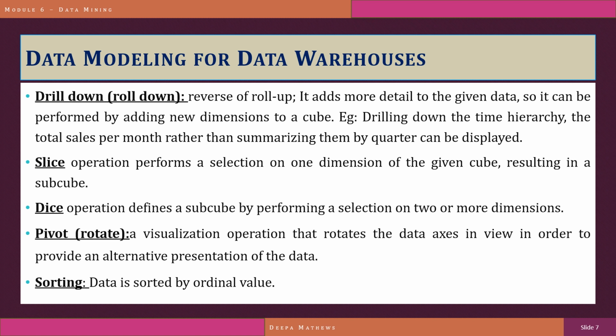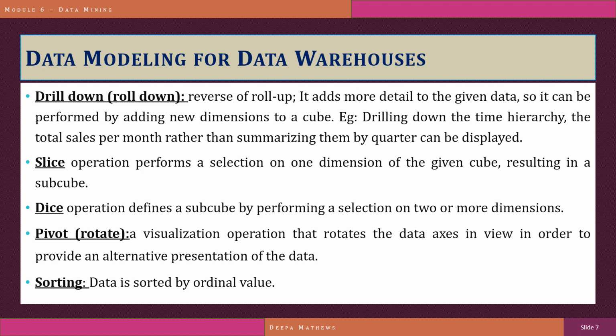For example, by drilling down the time hierarchy, the total sales per month, rather than summarized by quarter, can be displayed. A quarter means we'll be considering 4 months, so we get summarized data for 4 months. But if you drill down the time hierarchy, we can get the total sales per month, instead of those 4 month details. So we can drill down this time hierarchy and add more detail to the given data.